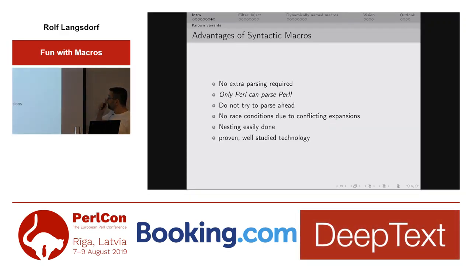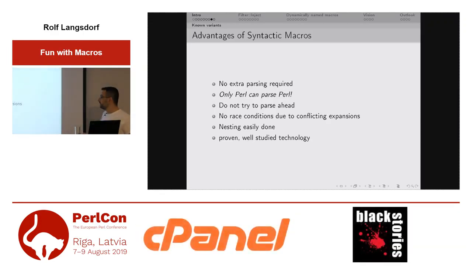So, advantages of syntactic macros: no extra parsing required, because we know only Perl can parse Perl. And the big sin of Filter::Simple is that it's giving you the impression that you can use the regex engine to parse Perl, and this gives you quick results, but in the end it fails. So we will not try to parse ahead in our talk. We will not have race conditions due to conflicting expansions if you have different macros. Nesting is easily done. We can call another macro inside of a macro expansion.